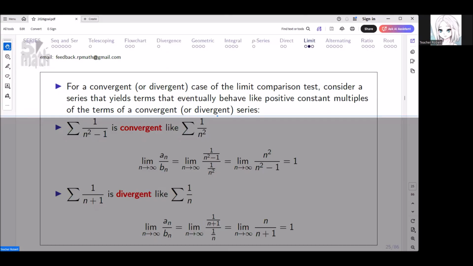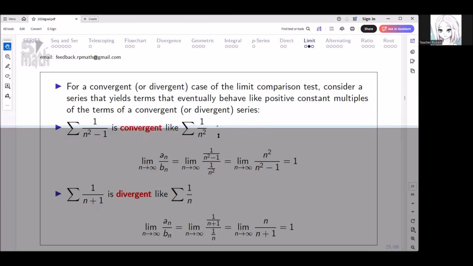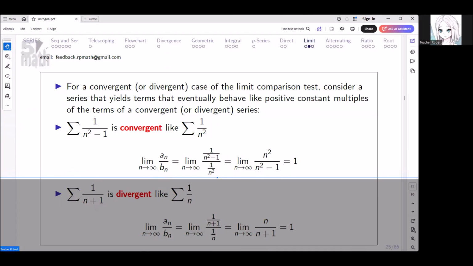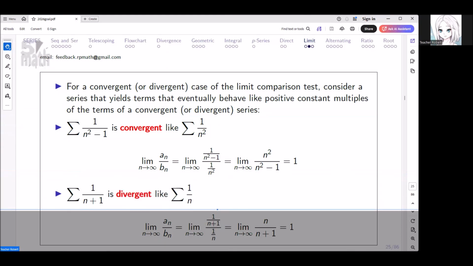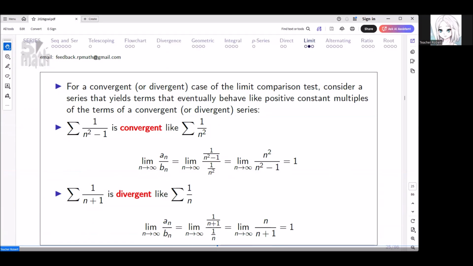For a convergent or divergent case of the limit comparison test, consider a series that yields terms that eventually behave like positive constant multiples of the terms of a convergent or divergent series. This series is convergent like that series, and we have the following. This series is divergent like that series, and we have the following.